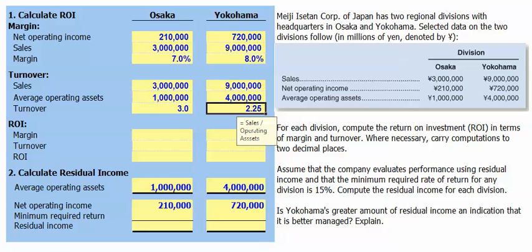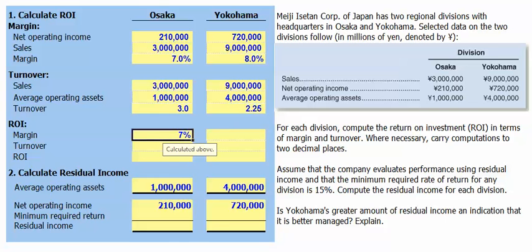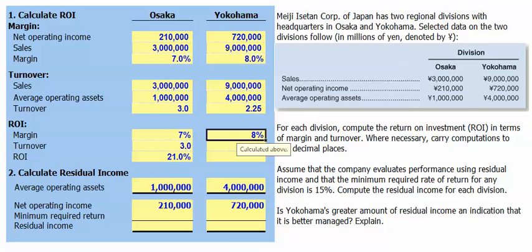Our return on investment can be calculated by multiplying our margin by our turnover. For the Osaka division, we had a margin of 7% and asset turnover of 3. So the Osaka division has a return on investment of 21%. The Yokohama division's return on investment is our 8% margin multiplied by a 2.25 asset turnover, or 18%. So from a return on investment perspective, the Osaka division appears to be performing better than the Yokohama division.